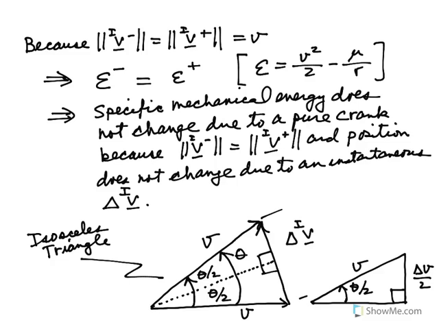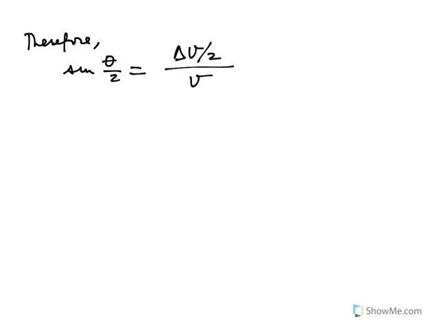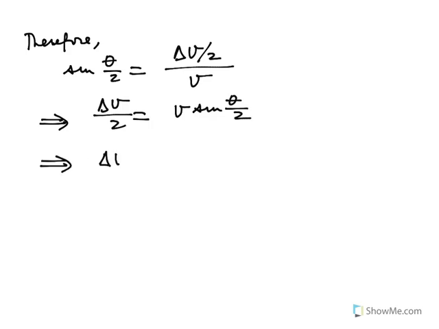Because remember that this magnitude going from here to there is delta V, so that becomes delta V over 2. As a result, I can just do the simple trigonometry on this: sine of theta over 2 is equal to the opposite side, delta V over 2, all divided by the hypotenuse, which is V. So that implies that delta V over 2 is equal to V times the sine of theta over 2, which implies that delta V is equal to 2V times the sine of theta over 2.